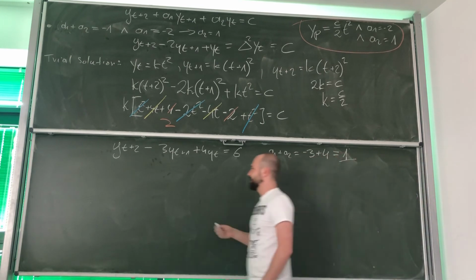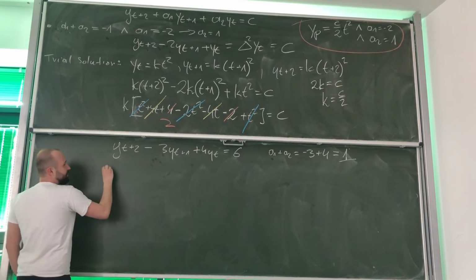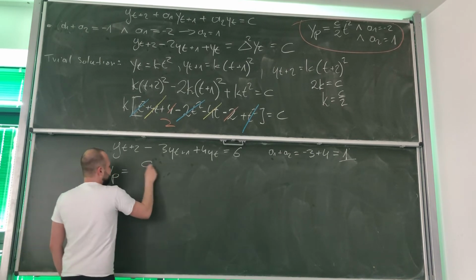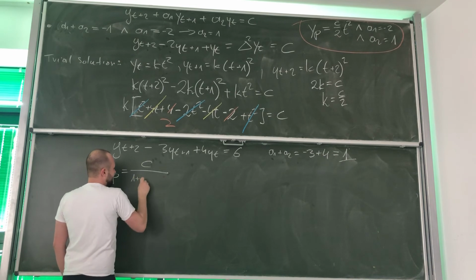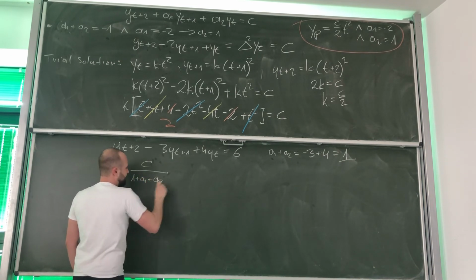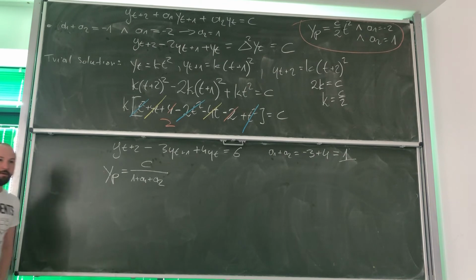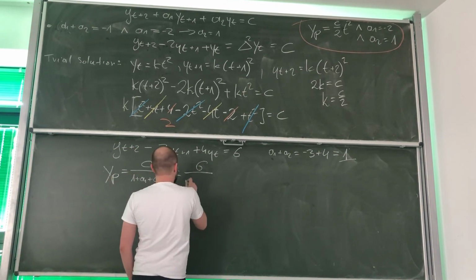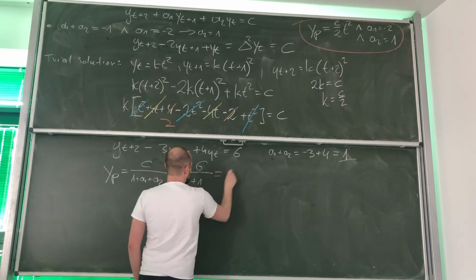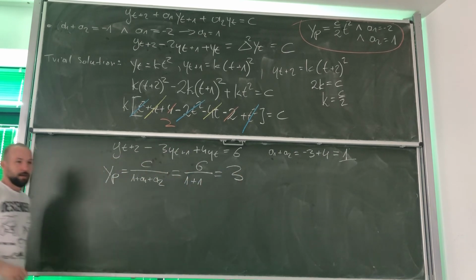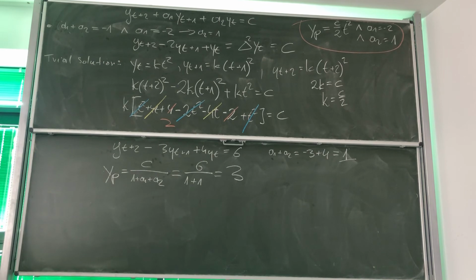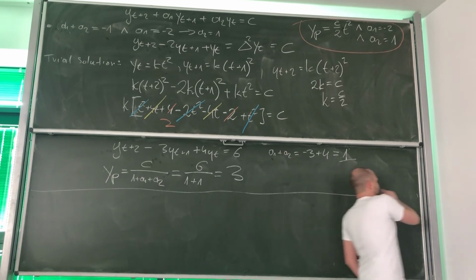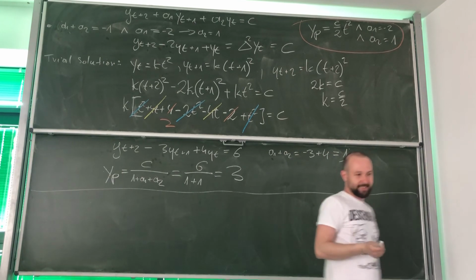We can apply just the solution directly. And we remember that in this case, yp is given by c over 1 plus a1 plus a2. Right? So, this is 6 divided by 1 plus 1, or 3. And this is the particular solution for this case. Okay, so now let's move to the next case.